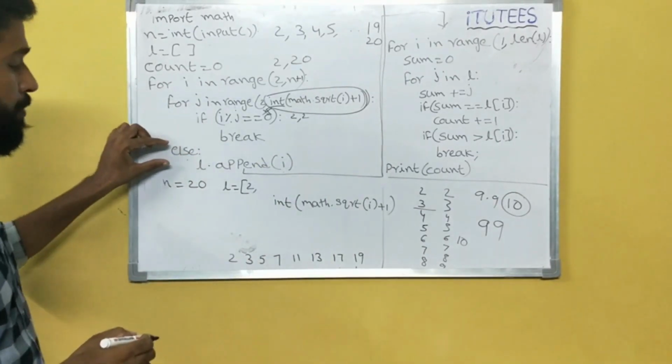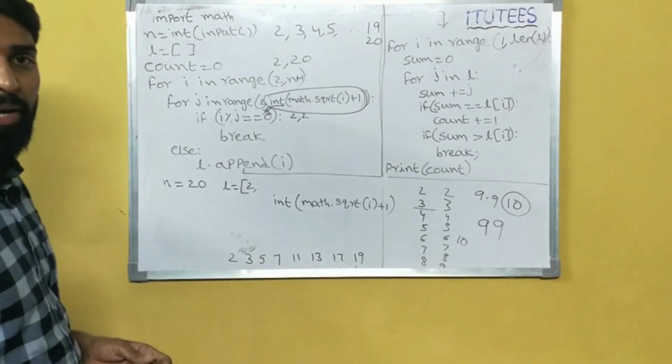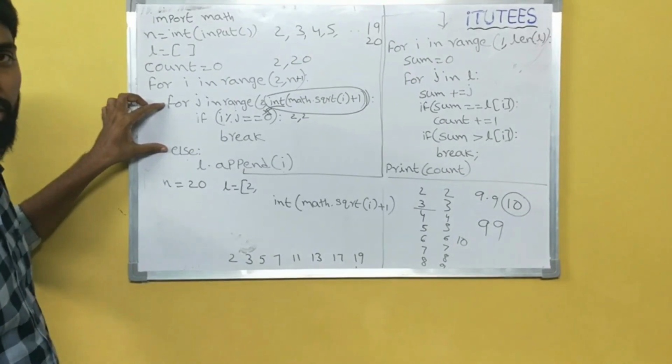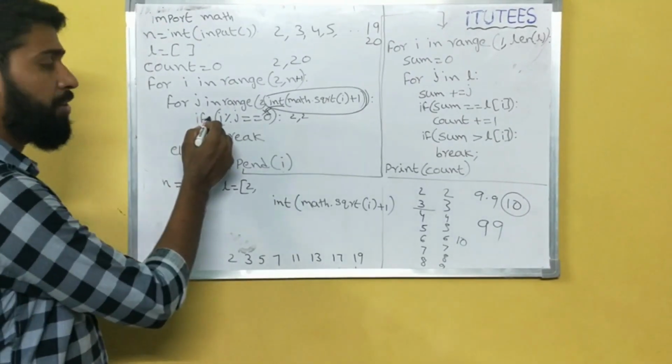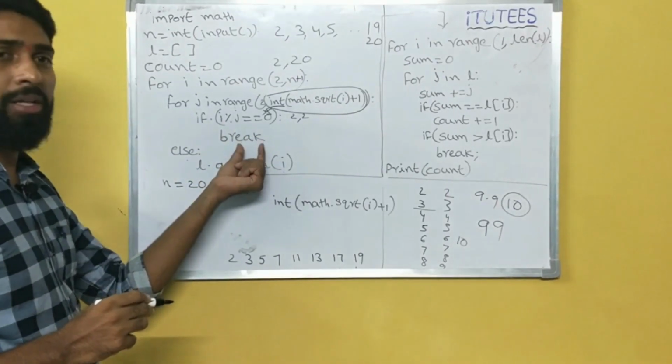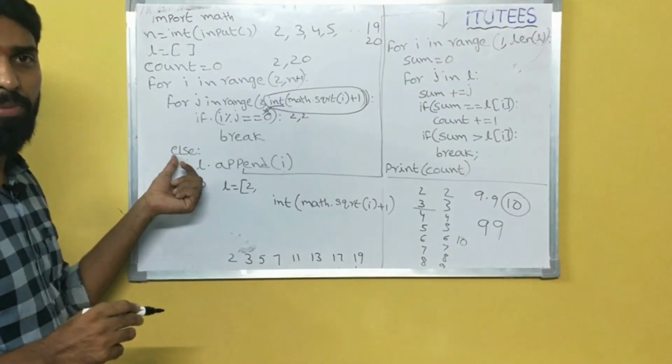So what does the else block mean? In Python, we can write an else block for a for loop. If this for loop is not broken by a break statement, then we execute this else block.